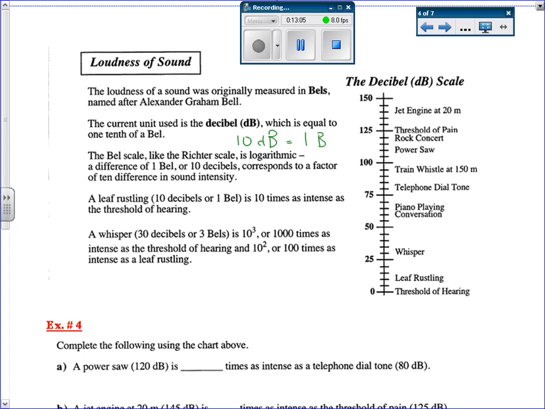Okay, so the bell scale, like the Richter scale, is logarithmic. A difference of 1 bell or 10 decibels corresponds to a factor of 10 difference in intensity. Like if we had from 50 to 100, that would be a difference of 10 to the 5 in intensity, or 100,000. So a leaf rustling, which is 10 decibels, is 10 times as intense as the threshold of hearing, which is 0, which is just when you can start to hear. A whisper, which is 30 decibels, or 3 bells, is 10 to the 3, or 1,000 times as intense as the threshold of hearing, or 10 to the 2, or 100 times as intense as a leaf rustling.